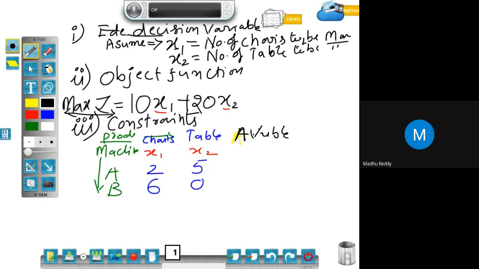Okay, the pen is not writing properly. Available time for machine A, what is the total time we have available? 16 hours. Okay, the next one, on machine B, what is the total time available? 15.